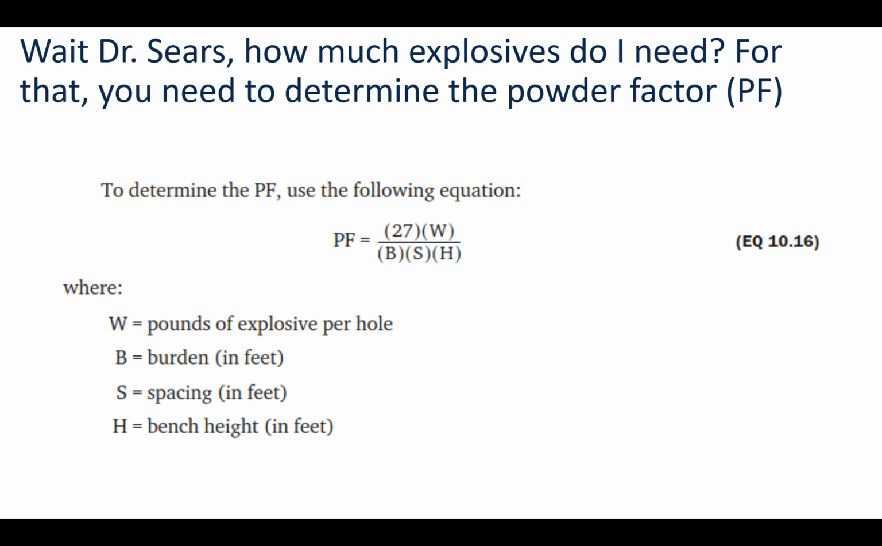And once you have that down, you're going to ask me, but wait, Dr. Sears, how much explosives do I need? And for that, you're going to need to determine the powder factor. To determine that, you use equation 10.16, where the powder factor equals 27 times W divided by B times S times H, which is pounds of explosive per hole, the burden in feet, the spacing in feet, and the bench height.